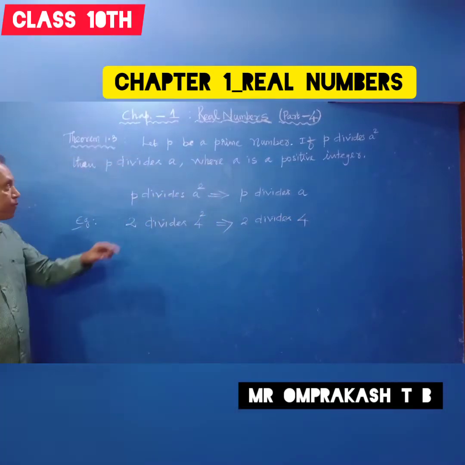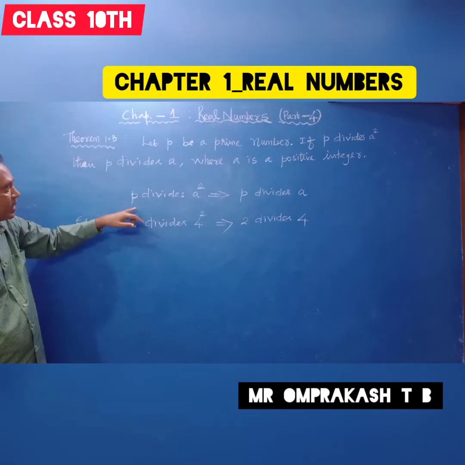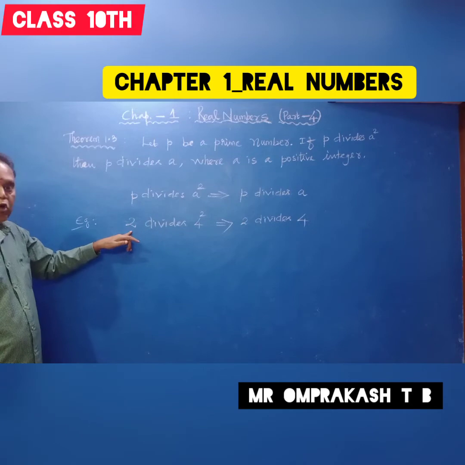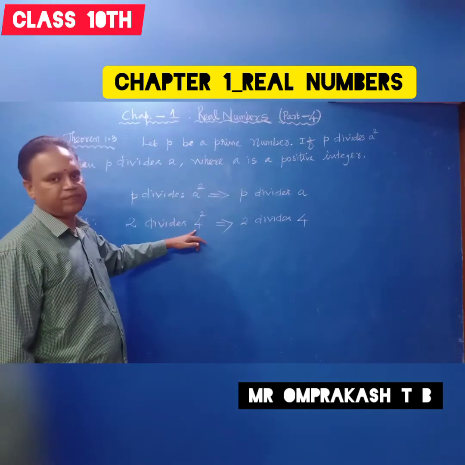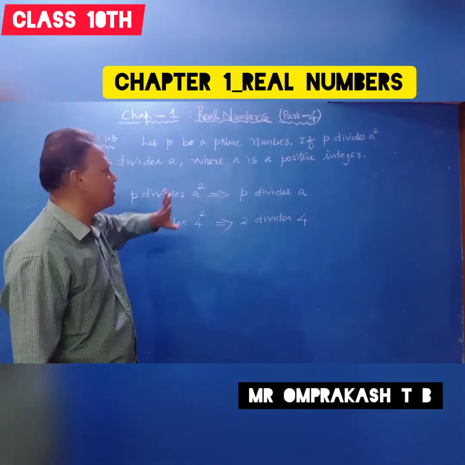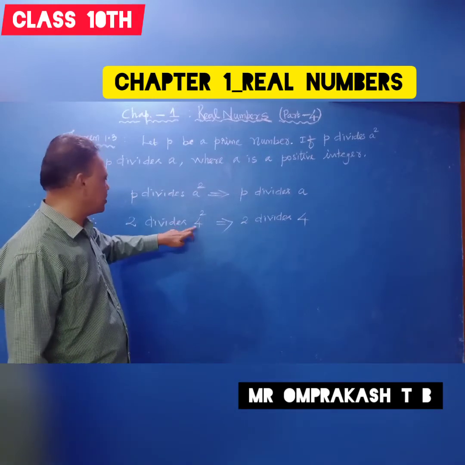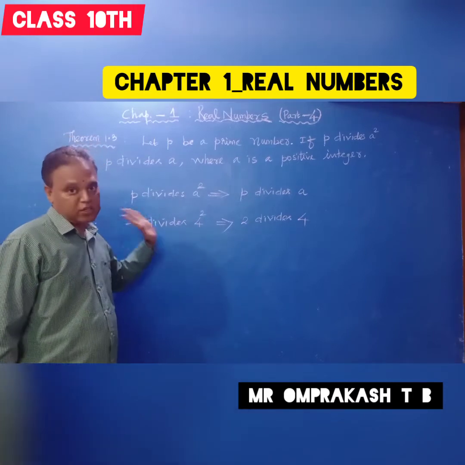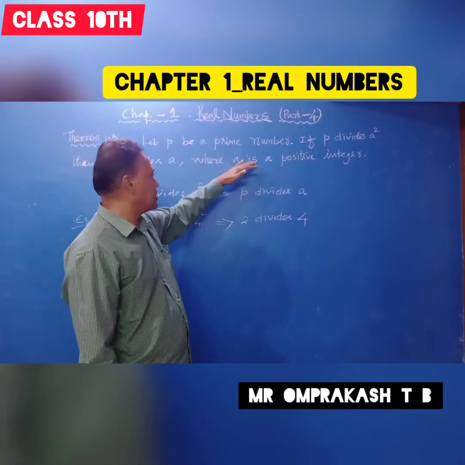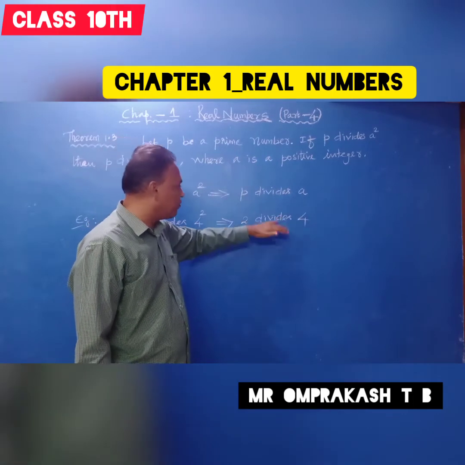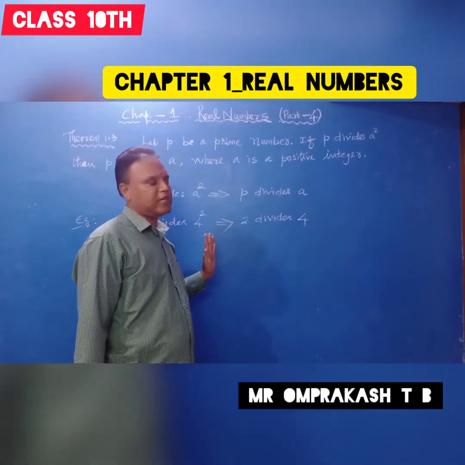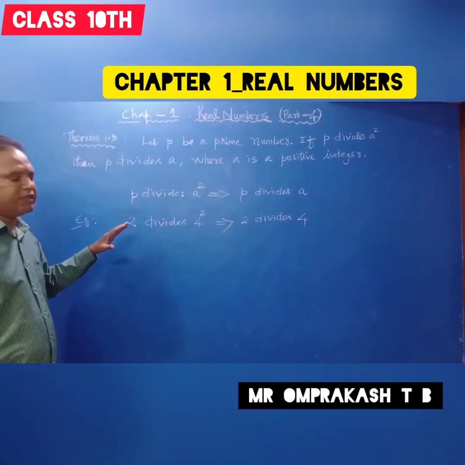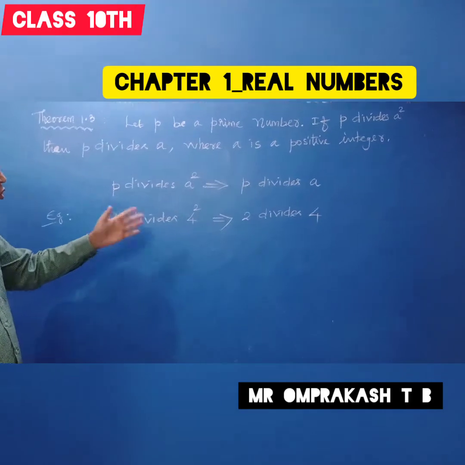Here P is given as a prime number, and I have taken the prime number 2. So 2 divides 4 squared, where A is any positive integer. 4 squared is 16, and 2 is a factor of 16. Agree or not? Yes. So the theorem says 2 divides 4 also, that means 2 is a factor of 4. The concept is very important, try to understand. Like that, we can write many examples.